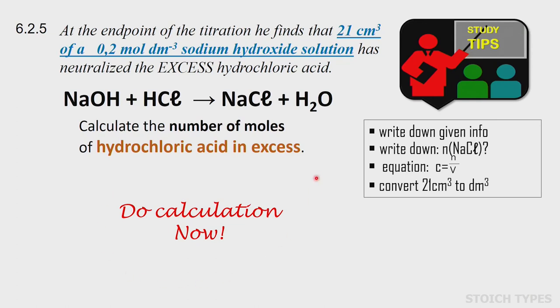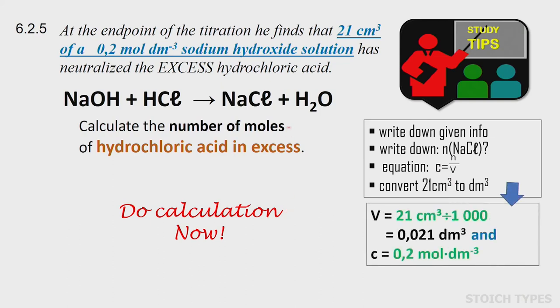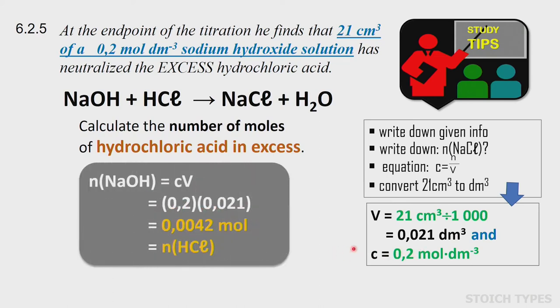Please do it quickly before I actually show you what the answer looks like. Everybody just have a quick go at it. How do you do the calculation? Write down that first and put in your values. Don't forget to convert that first. Let me give you some more tips for that. The volume is 21 divided by 1,000 to make cubic decimeters. And my concentration is 0.2. And then you should have this answer.